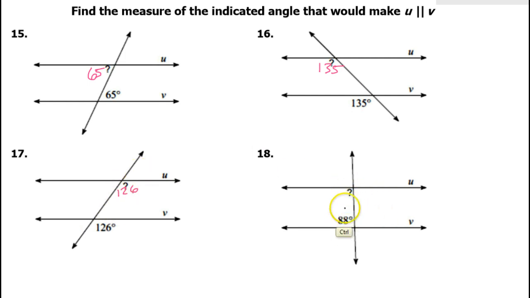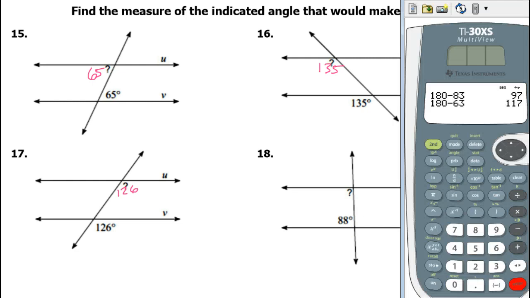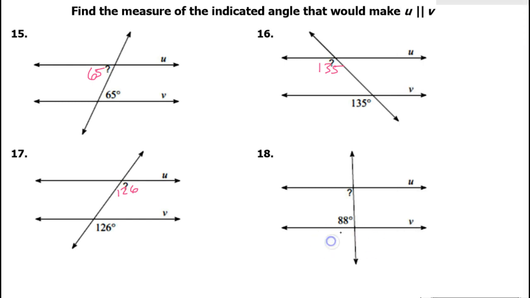Okay, these are consecutive interior angles. They need to be supplementary. Now if you look real closely, this one is acute and this one's obtuse. They need to add up to 180. So if we do 180 minus 88, that's going to be 92.